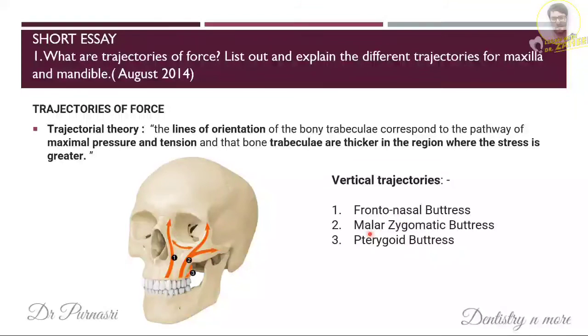Then the second one is malar zygomatic buttress. So these stress lines arise from the buccal teeth. There are three pathways here: through the zygomatic arch, then through the frontal bone and lateral to the orbit, and then the third is along the orbital margin to join the frontonasal buttress. And the third buttress is the pterygoid buttress. The pterygoid buttress transmits forces from the second and third molar to the base of the skull.